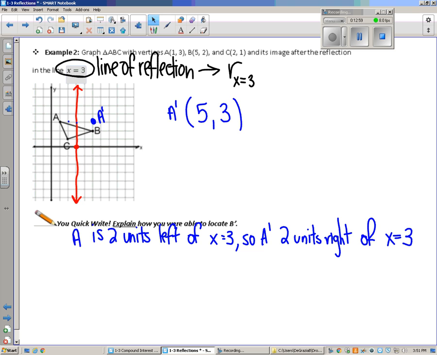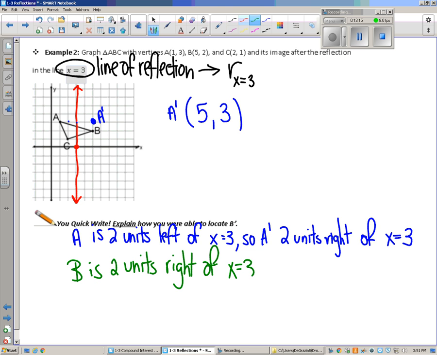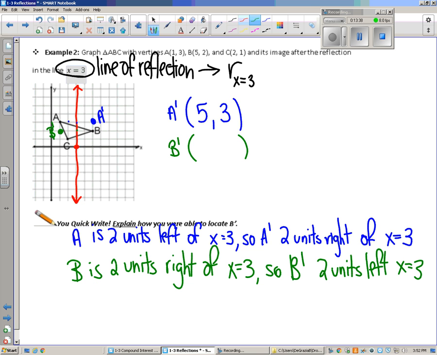Let's do the same work for B prime now. So B is on the other side now, 2 units to the right of the line x equals 3. So B prime will have to be 2 units left. Just flip-flops over, left of x equals 3. So we're going to move 2 units from x equals 3. 1, 2. There's B prime. You want to plot it and we'll state the coordinates for your answer. B prime is the point 1, 2.